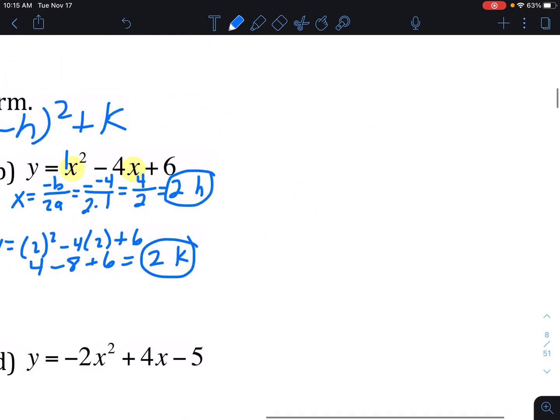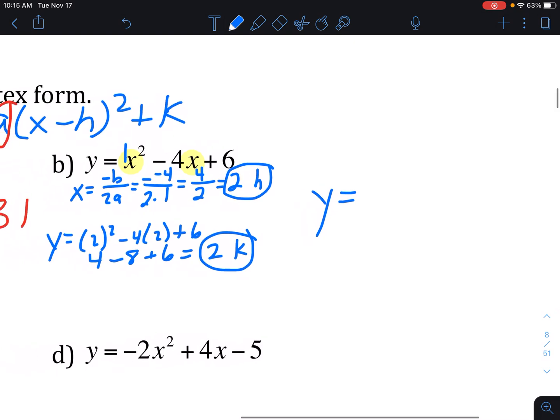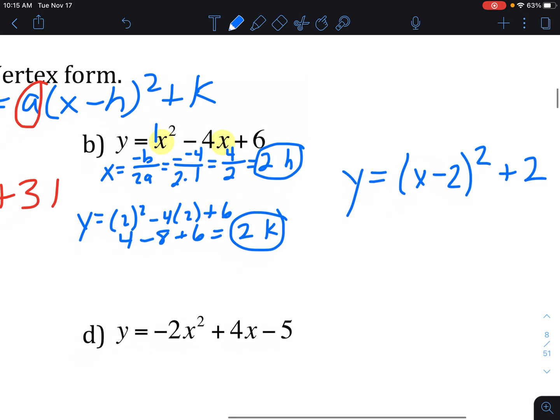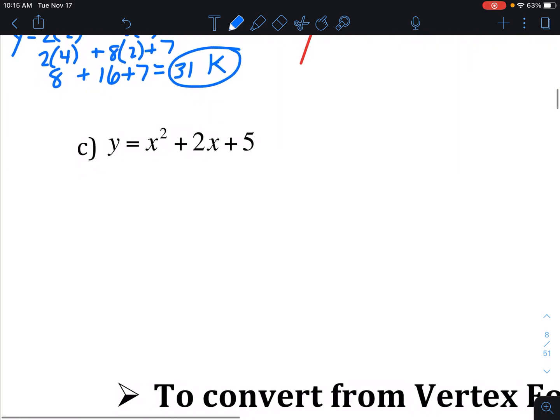So now I can go to my formula. Y equals, the a is an invisible 1, so I don't need to put it. Go to parentheses, x minus h, close parentheses, squared, plus the k, easy. All right, let's try a couple more.